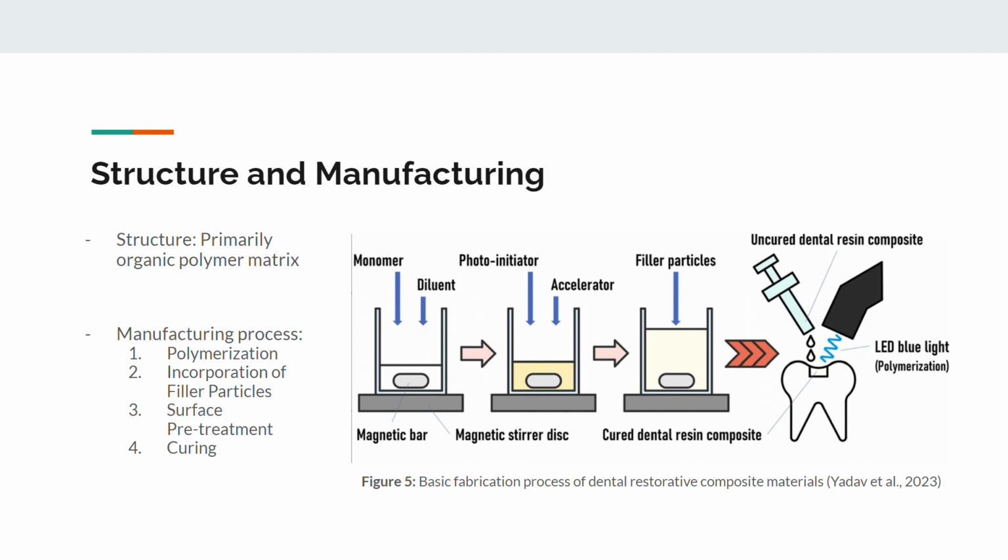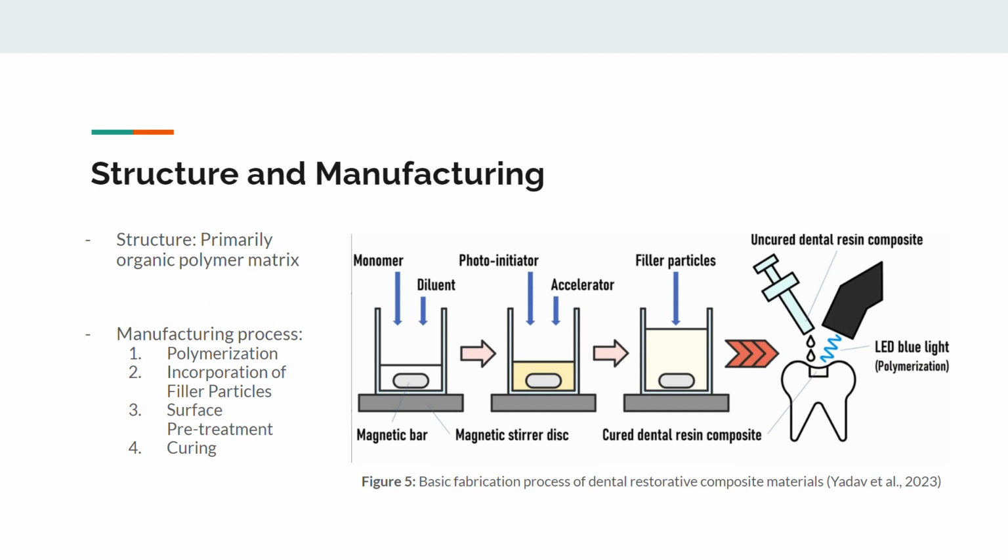In the manufacture of the composite, the following steps occur. First, polymerization, where the organic polymer matrix along with any additives and coupling agents is mixed together to form a composite resin. In step 2, the inorganic filler particles are added to the resin mixture. The amount of filler particles can be adjusted based on the desired properties of the final composite. After that, the surfaces are treated to ensure proper bonding before application.